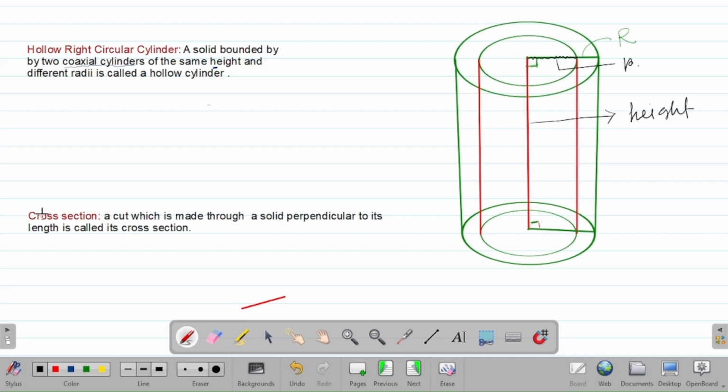Now let's learn about cross section. A cross section is a cut made through a solid perpendicular to its length. Here length means height. If you cut this cylinder this way, then the cut part would be perpendicular to its length, in other words its height. This is the definition of cross section.